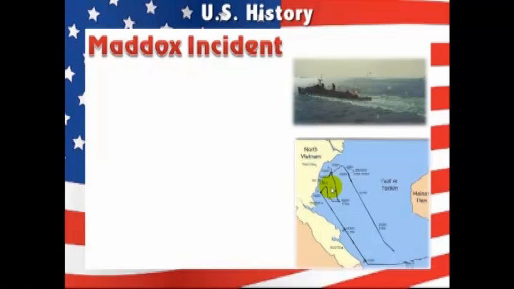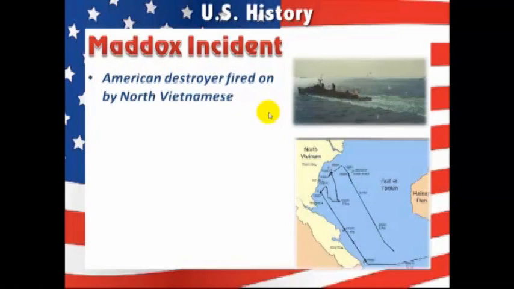And then we had the Maddox incident, and the ship pictured here in the upper right, the USS Maddox, was fired on in the Gulf of Tonkin, right off the coast of North Vietnam. Here you can see the basic route that the ship was taking right along the coast. Many people believe that the ship deliberately kind of taunted the North Vietnamese to provoke an attack, but at the time that was seen as an act of war.